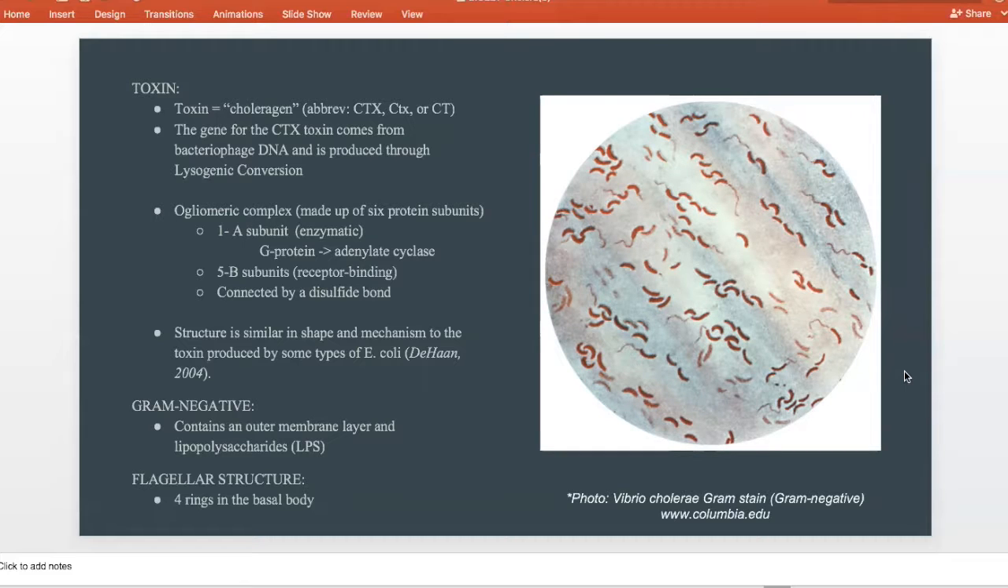The structure of choleragen is similar in shape and function to the enterotoxin that is produced by some types of E. coli. I mentioned that Vibrio cholerae is a gram-negative bacterium. This means that an outer cell membrane is present, as well as peptidoglycan and plasma membrane layers. The lipopolysaccharide contained in the outer membrane makes it resistant to some conditions and substances while being sensitive to others, like things that affect lipids, like alcohols. The flagellum is attached in the basal body with 4 rings.